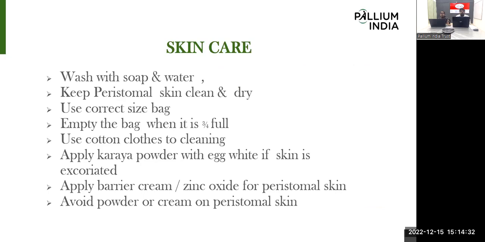So first of all, I told you that for avoiding peristomal excoriation, we need to do some skin care. What are all the things we will do in skin care? First one, wash the surrounding area with soap and water, not the stoma, the peristomal area. Keep the peristomal skin very clean and dry. As much as possible, we need to keep it very dry and clean after the cleaning.